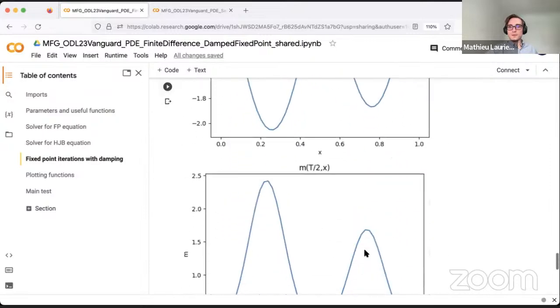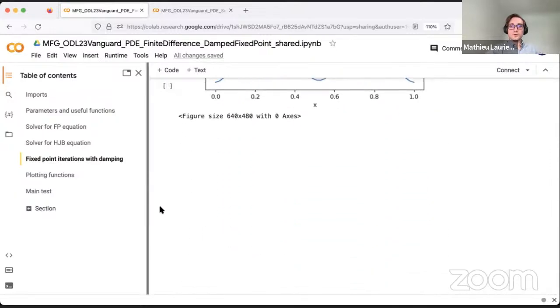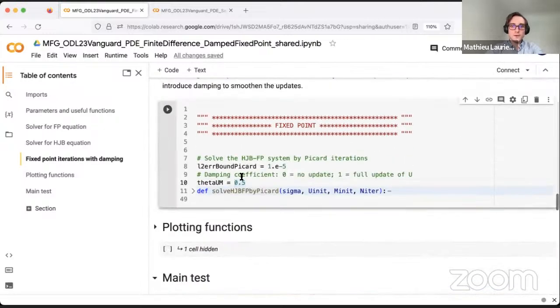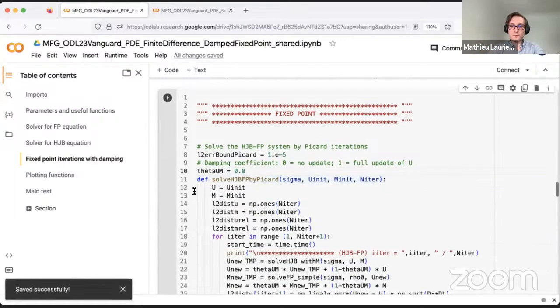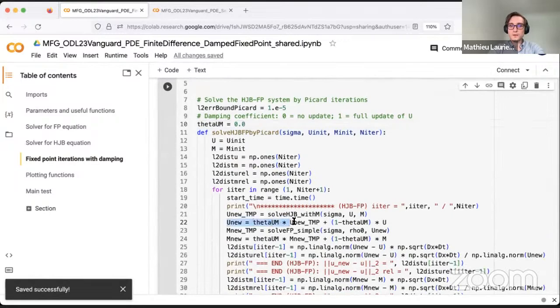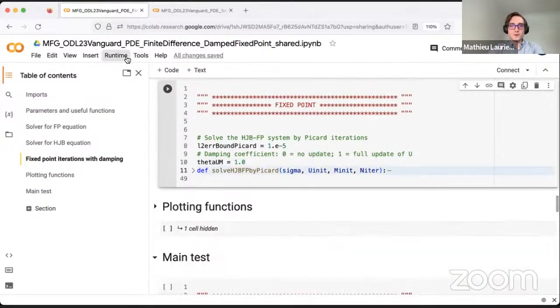And the total mass and U at terminal time, etc. So you can try other things if you like. We can try. So let's see if we put a damping of 0. So what does it mean? Okay, sorry. So here theta is 1 minus delta. So I should give theta of 1, meaning that I give full weight to the new U, and I give a 0 weight to the previous U. So if we try to do that, let me try to run all.